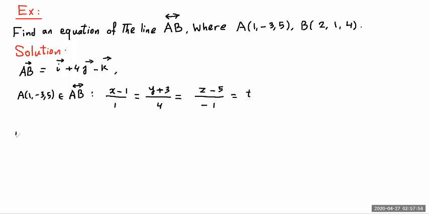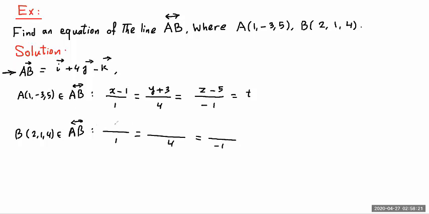If we take the point A, the solution is finished here, and we can solve using another method using the point B, it's (2, 1, 4), on the line AB. So we can write over 1 equals over 4 equals over minus 1. This is from the vector AB. This will not change. So x minus 2, y minus 1, z minus 4.